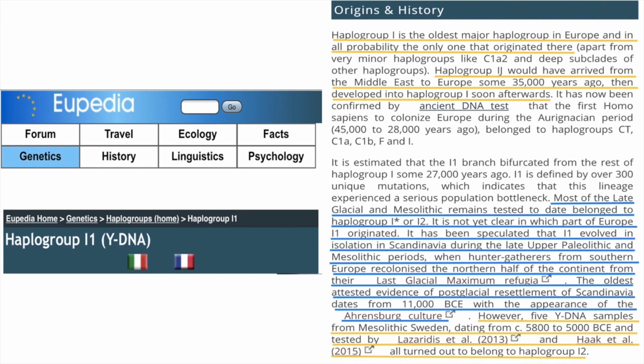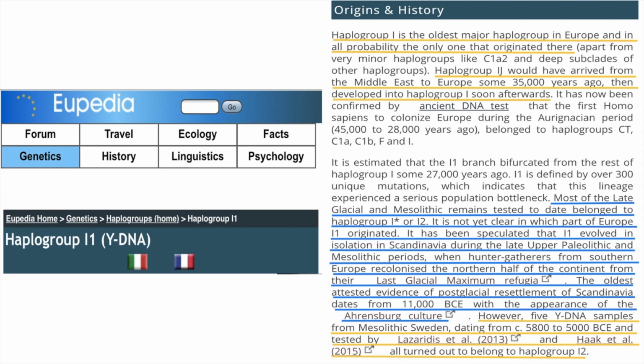It is not yet clear in which part of Europe I1 originated. It has been speculated that I1 evolved in isolation in Scandinavia during the late Upper Paleolithic and Mesolithic periods, when hunter-gatherers from southern Europe recolonized the northern half of the continent from their last glacial maximum refugia. The oldest attested evidence of post-glacial resettlement of Scandinavia dates from 11,000 BCE, with the appearance of the Ahrensburg culture.